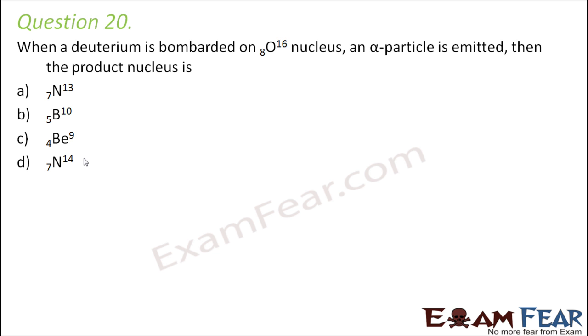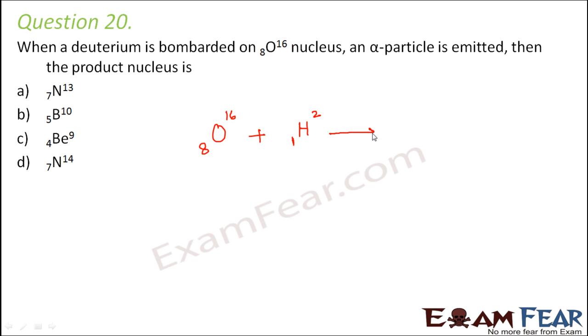Let's look at question number 20. When a deuterium is bombarded on an oxygen-16 nucleus, an alpha particle is emitted. Then the product nucleus is? So let us try to write the equation. We have the oxygen 8-16 nucleus and it is bombarded with a deuterium. Deuterium is basically hydrogen with atomic number 1 and mass number 2, so this is an isotope of hydrogen.